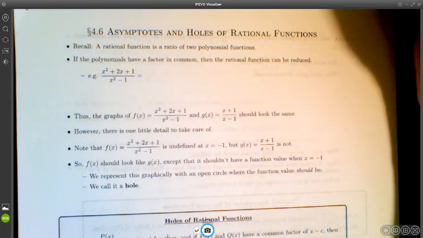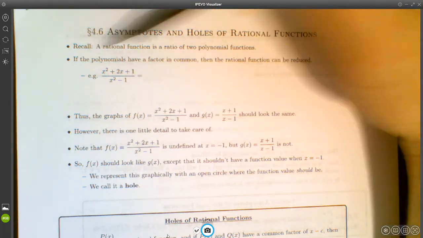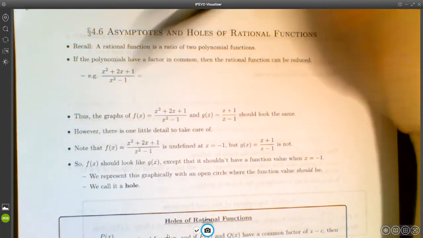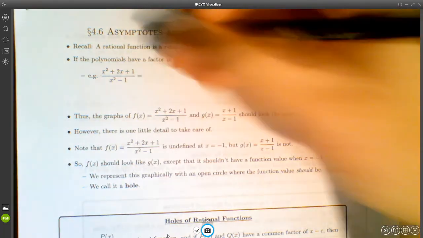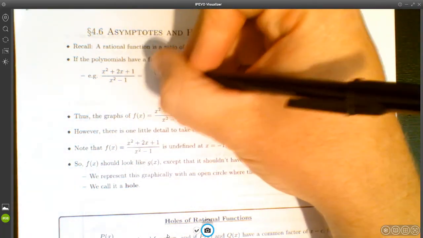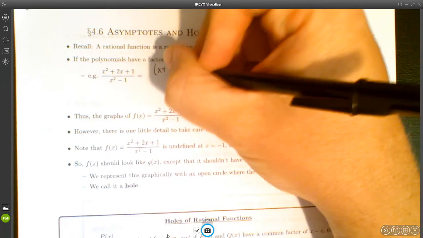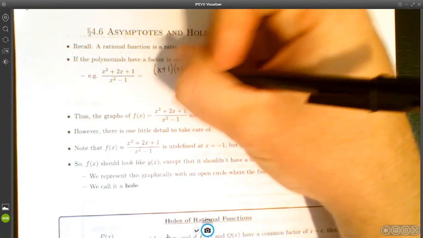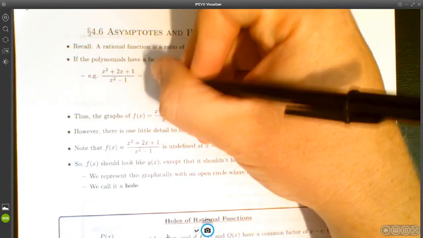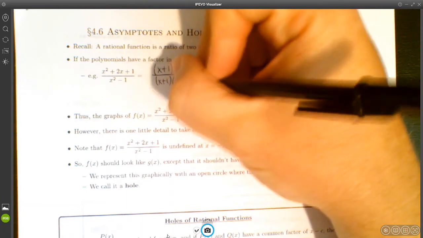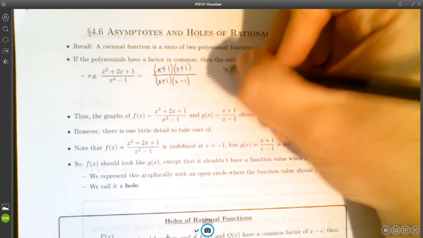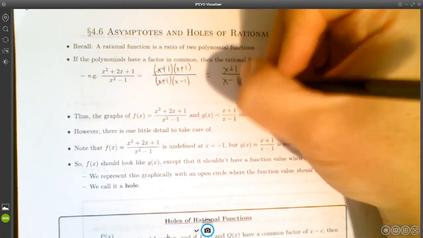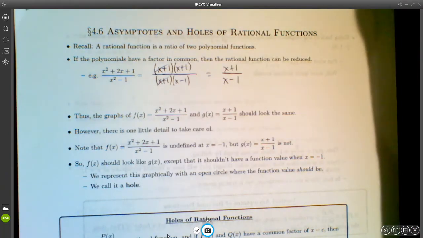So first of all, note that if the polynomials in your numerator and denominator have a factor in common, then the rational function can be reduced. For example, a simple example here, the numerator can be factored as x plus 1 times x plus 1, and the denominator can be factored as x plus 1 times x minus 1. So the x plus 1's cancel, and we're left with x plus 1 over x minus 1.